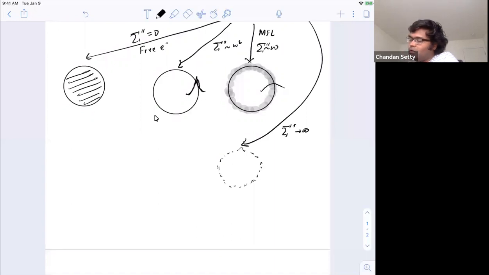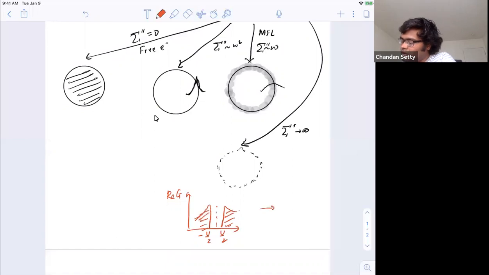And one of the properties of the Luttinger surface is that, for example, if you plot the real part of the Green's function, you have spectral weights both above and below the chemical potential in such a way that the contributions from below and above the chemical potential cancel exactly, so that the real part of the Green's function is zero. That's one of the properties of the Luttinger surface.